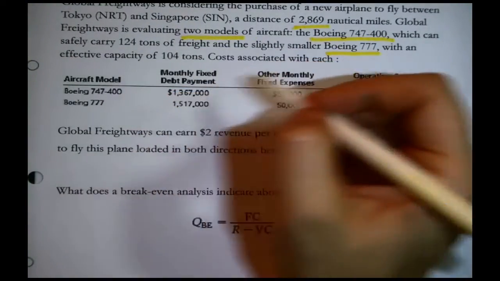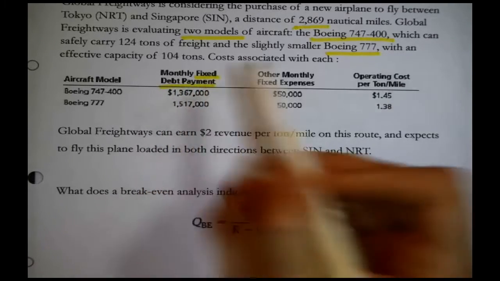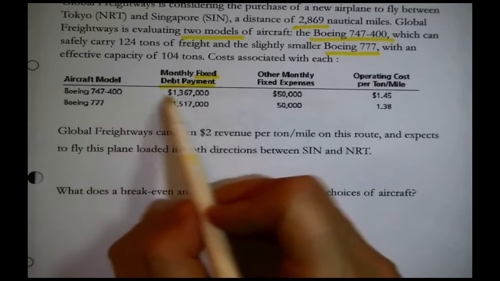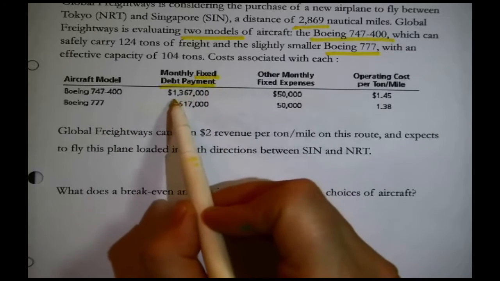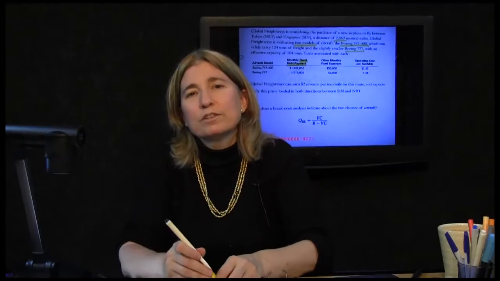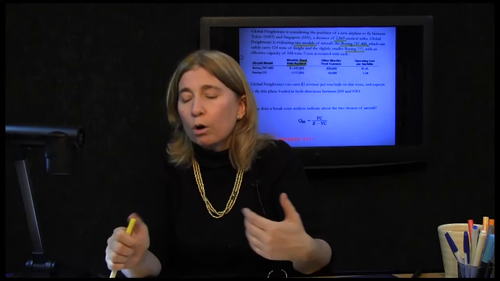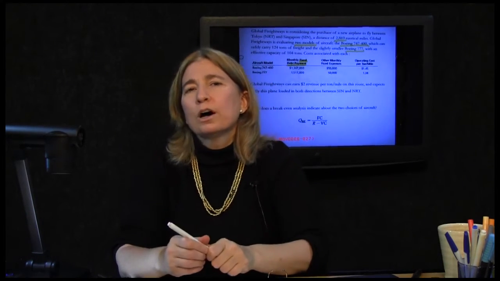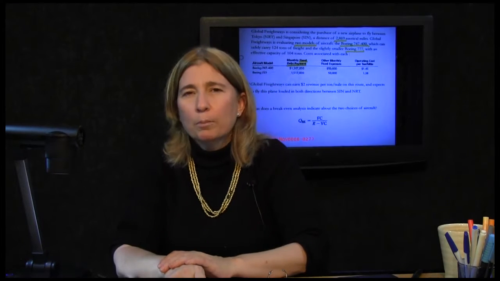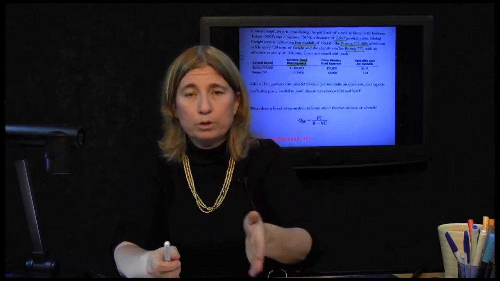With break-even analysis, we need to know if there are any fixed costs associated with the option. We can see that the Boeing 747 has a fixed monthly debt payment of $1,367,000, and the Boeing 777, even though it is smaller, do you notice that with the debt payment, it's actually more expensive. Debt payments are classic examples of FC, fixed costs, because once you decide to buy a Boeing 747, it doesn't matter whether you succeed in using it for anything or not, you're still going to have to pay the debt payment on it.